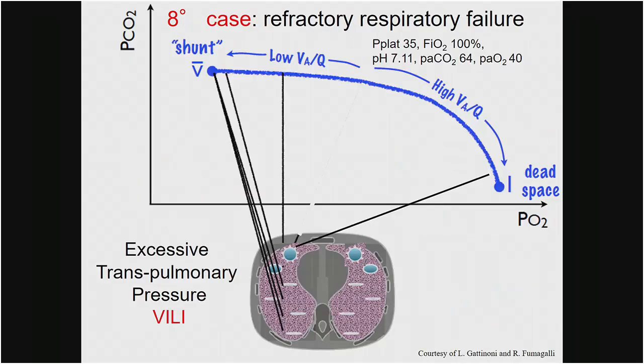Next slide. This is my last case. If we are in refractory respiratory failure, we increase all the pressures on our ventilator, we are at maximum FiO2, and still the patient has horrible gas exchange, with a high CO2 and a very low PO2, and is not recruitable, so we tried all the measures we've been trying to explain in the previous slides.